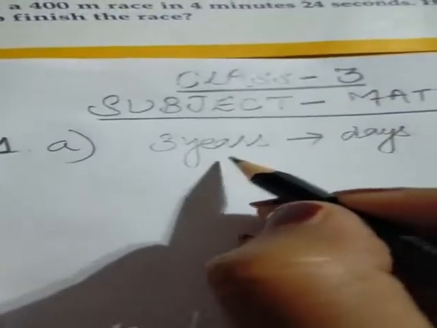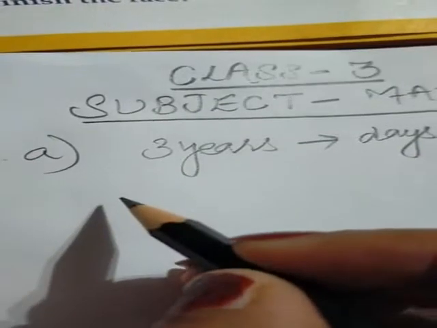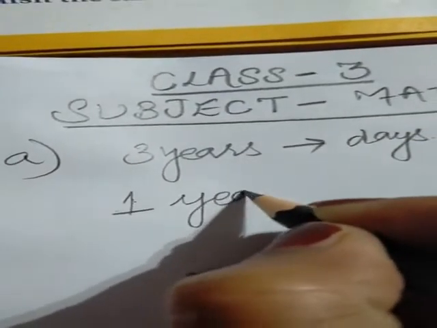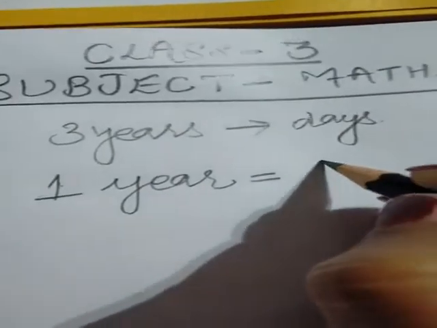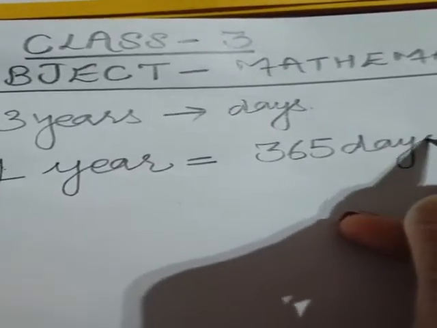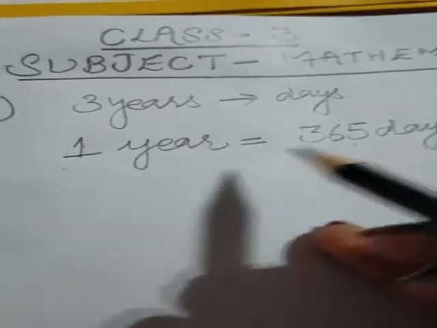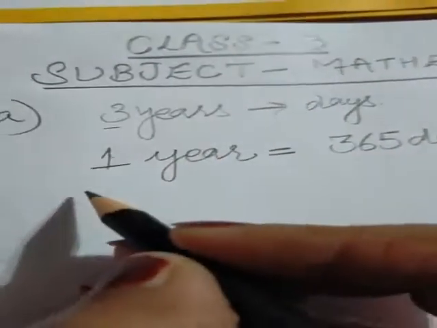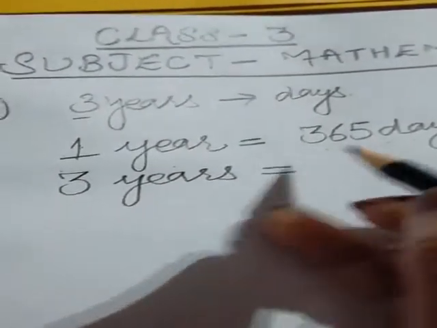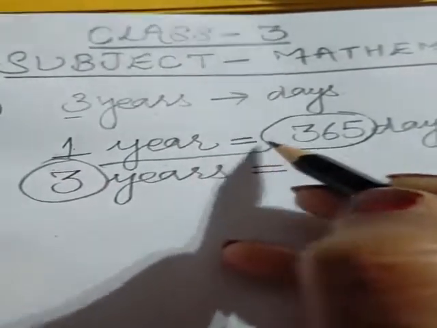For this, one important thing that you have to keep in your mind, that I am going to write: 1 year. In 1 year there are 365 days. This you have to keep in mind. 1 year is equal to 365 days. Then in 3 years, 365 and this 3, these both will be multiplied.